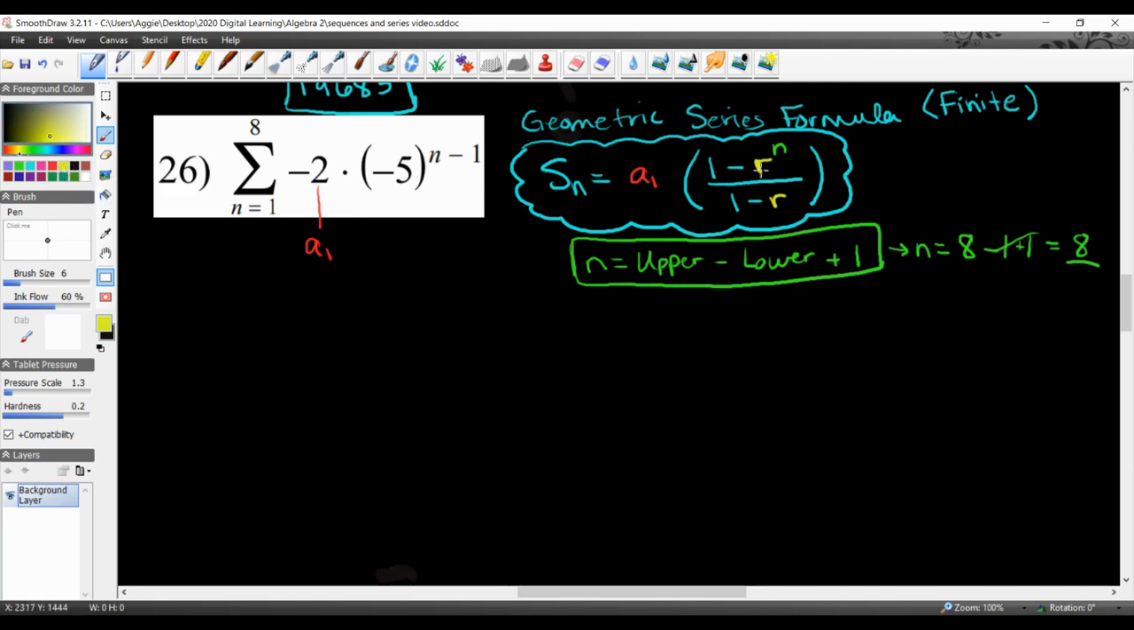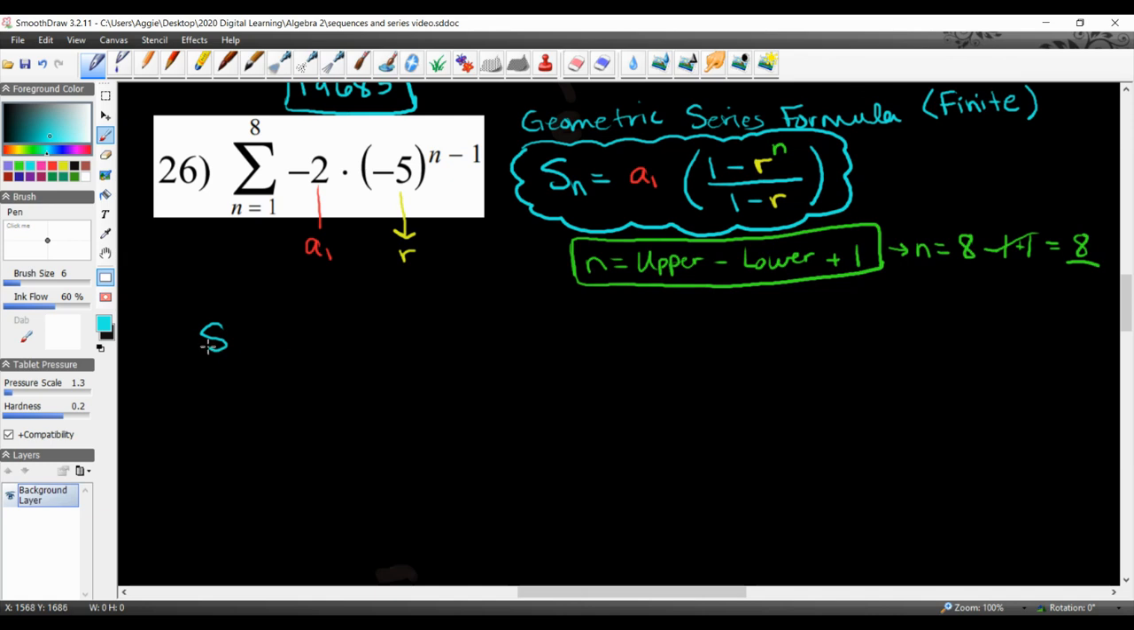So R is the common ratio. If you remember from geometric sequences, we found that by dividing the second term by the first term, and then we raised it to a power when we plugged it into the formula. Well, luckily for us, this formula is already done for us. So -5 is our R, okay? So we just plug everything in. Let's go ahead and do that.